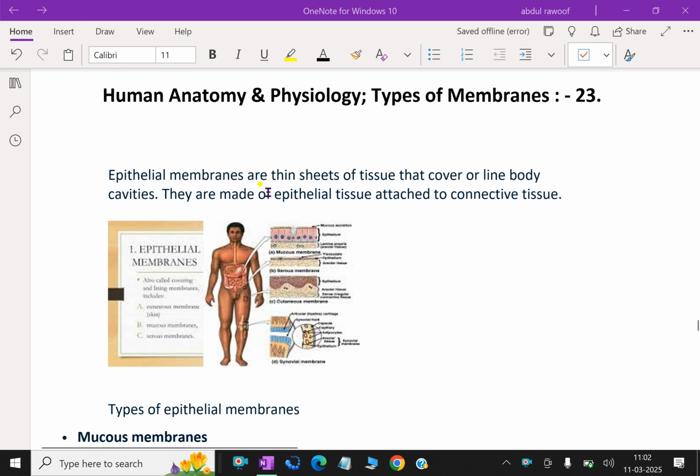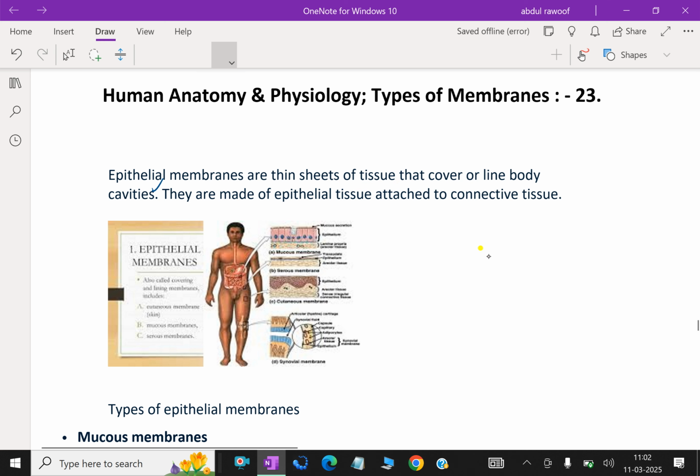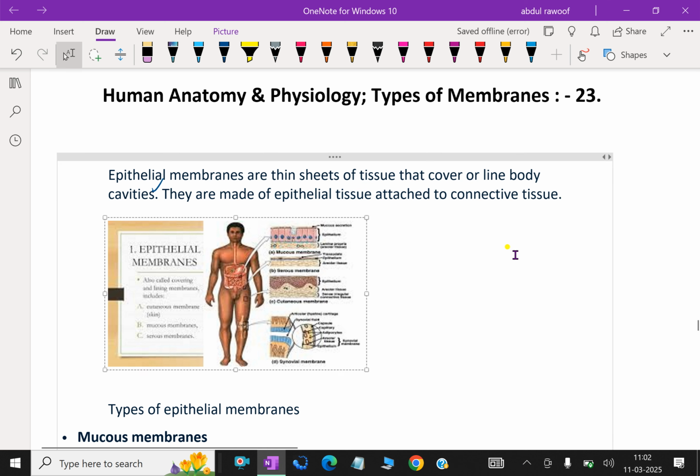Epithelial membranes are thin sheets of tissues that cover or line body cavities. The first type of membrane is the epithelial membrane, or thin sheets of tissue that cover or line body cavities. They are made of epithelial tissues attached to connective tissues.